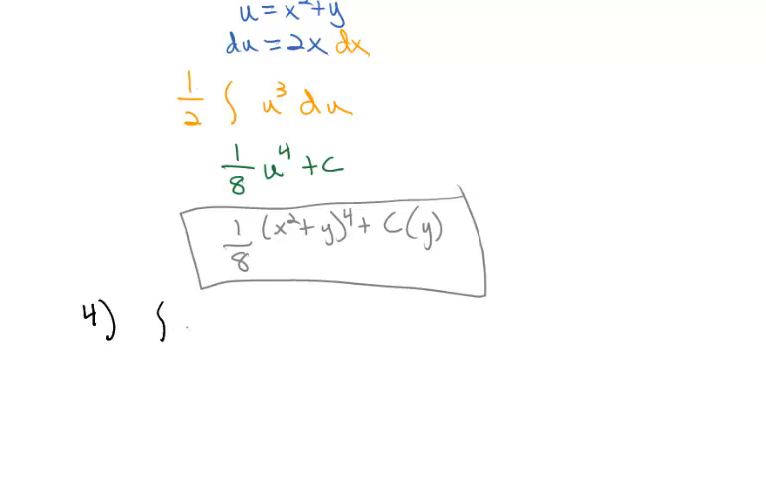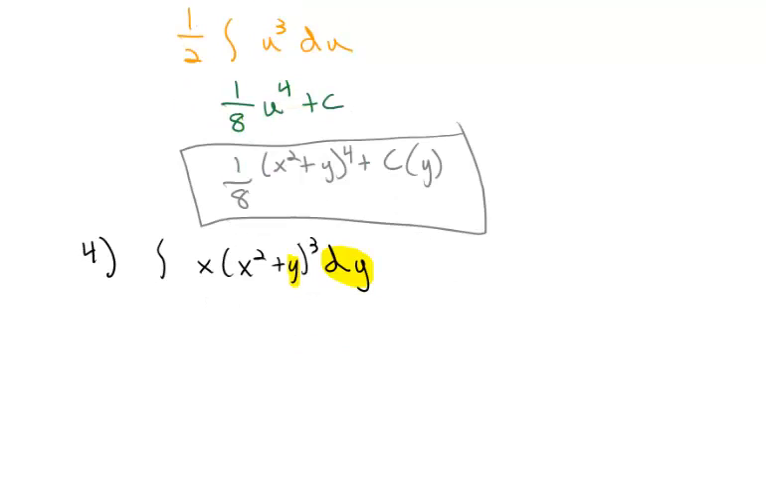We're going to do the integral of the same function, x times (x squared plus y) cubed, and this time we're going to do dy. We did dx last time. So again, dy means the y is my variable. And what's nice here is the substitution is going to really clean up because the x is already a constant, so it can float out as it is.